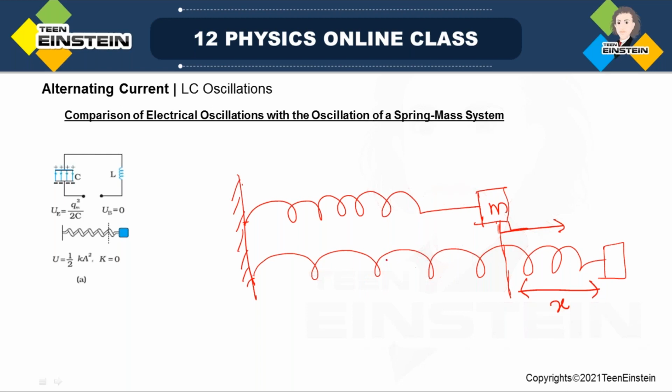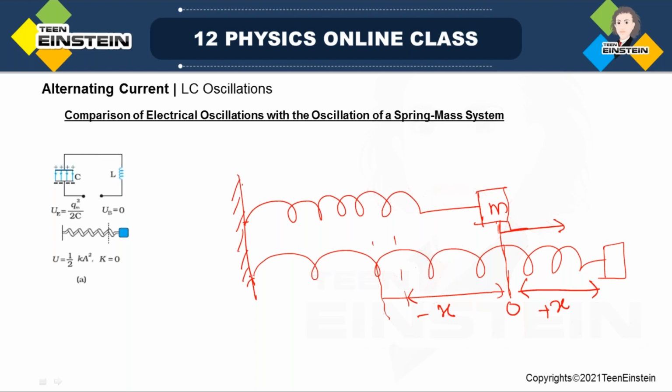Obviously I should have drawn it symmetrical. Anyway, this may be another side, so this side is x again. Here this is minus x, this is plus x. Suppose this is the equilibrium position O. So if you pull it this side, the spring is stretched.